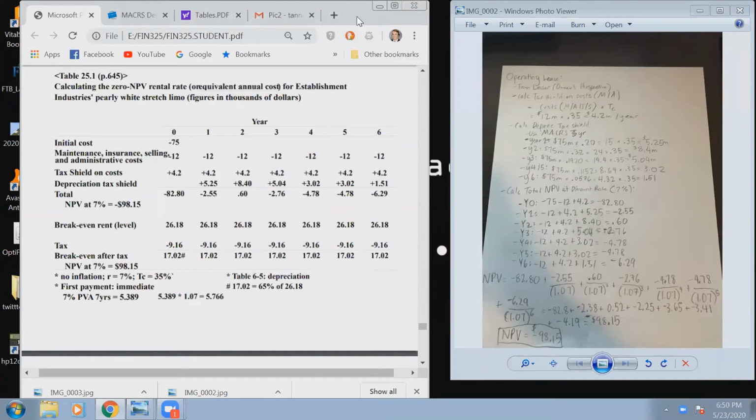Today I want to bring you another video. Today I'm going to be starting my two-part video series on valuing financial and operating leases. Leases are a really interesting topic. They're really applicable to real life.